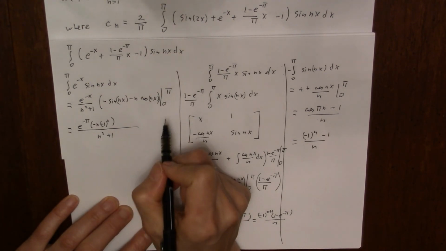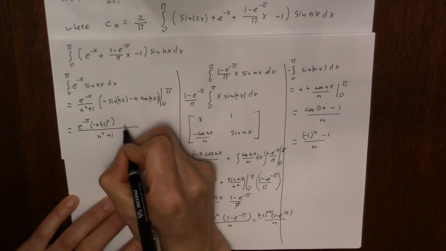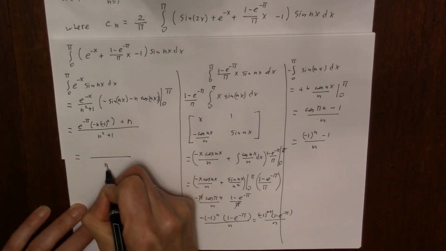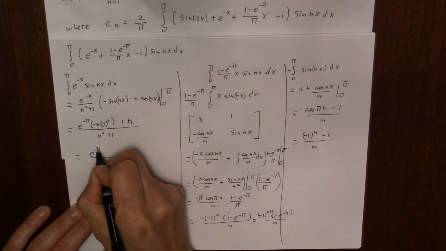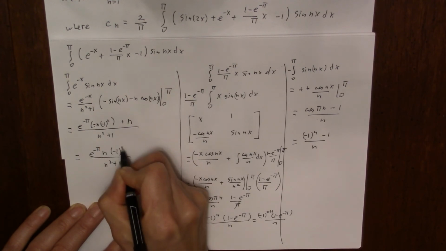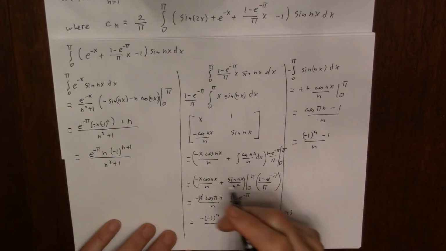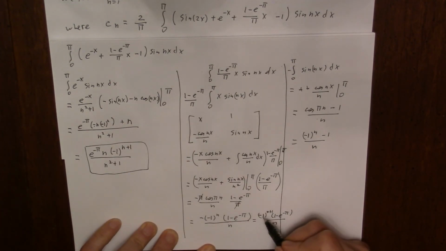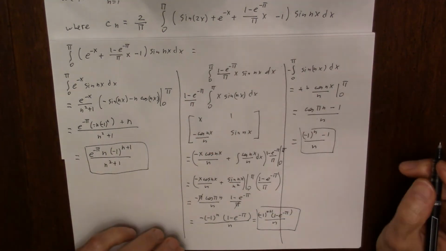Now if we substitute 0 for x, we're going to get e to the 0 is 1, sine of 0 is 0, so we're going to get plus n. So we'll reduce that expression slightly, and I'm going to be writing e to the negative pi n minus negative 1 to the n will be negative 1 to the n plus 1. So finally, we get the value of our integral equals this expression plus this expression plus this one. So it's going to consist of these three pieces.